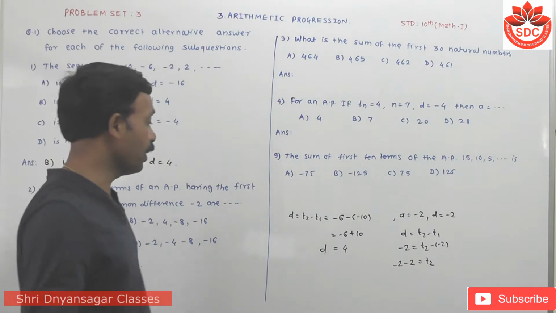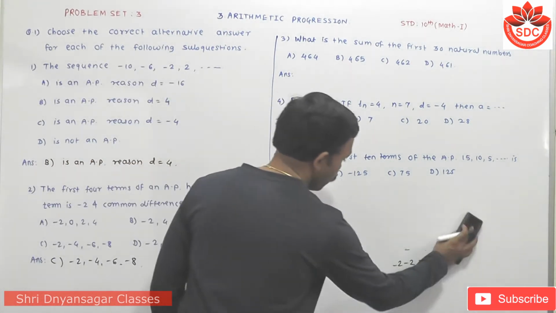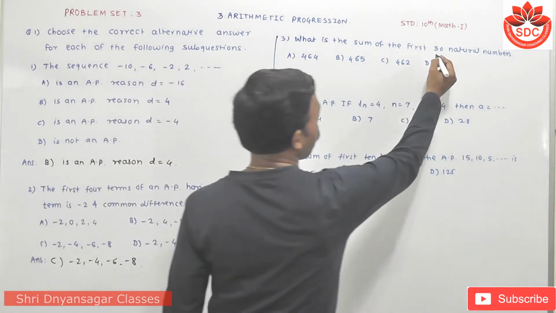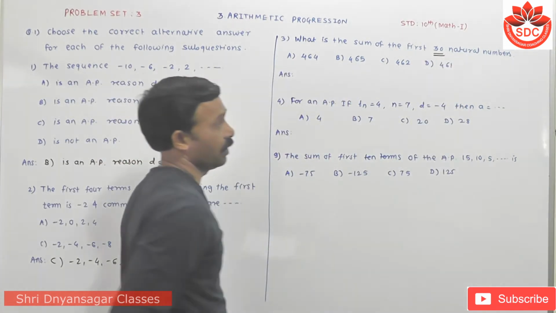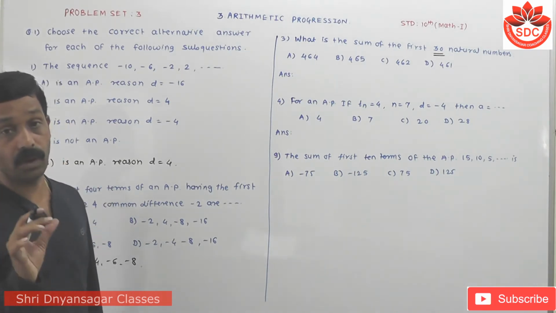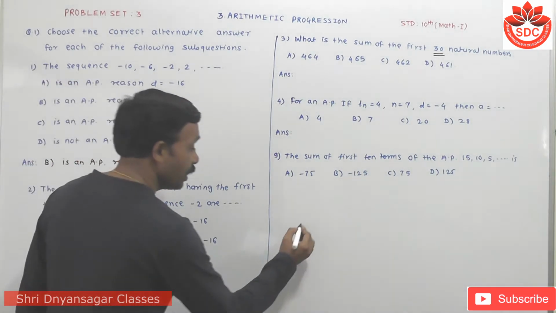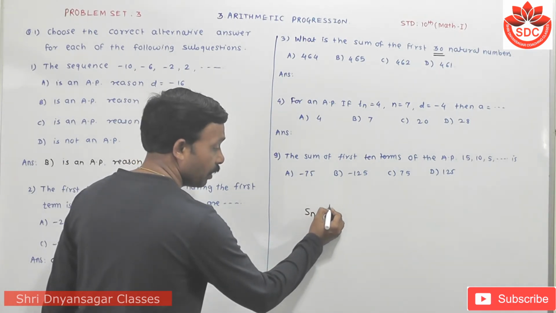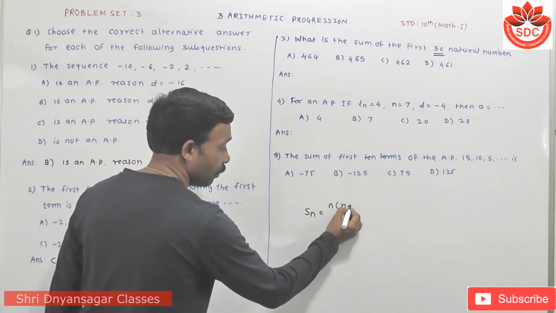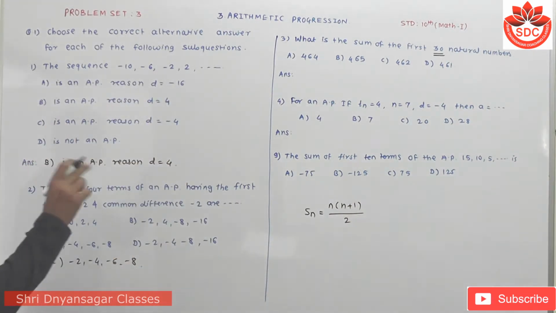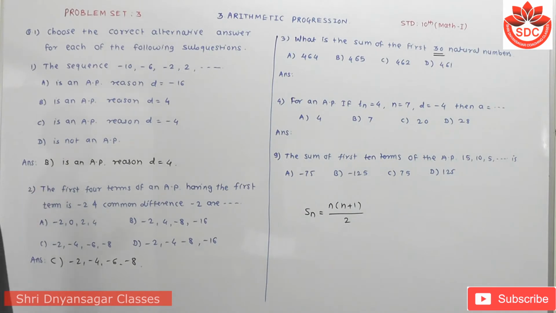Okay, then we take the next question, number 3. What is the sum of the first 30 natural numbers? Students, all of you know how to find the sum of natural numbers. The formula is Sn, the sum of the natural numbers, is equal to n into (n plus 1) upon 2. We use this formula to find the sum of any natural numbers.